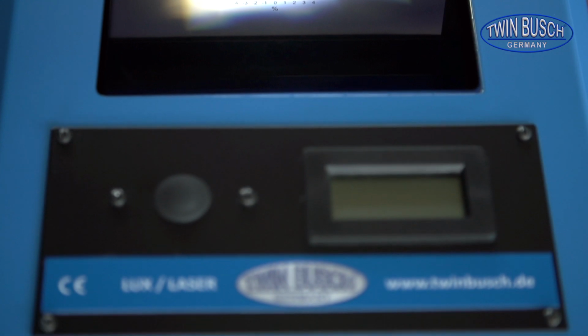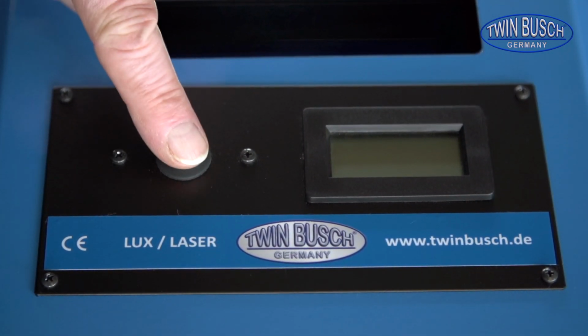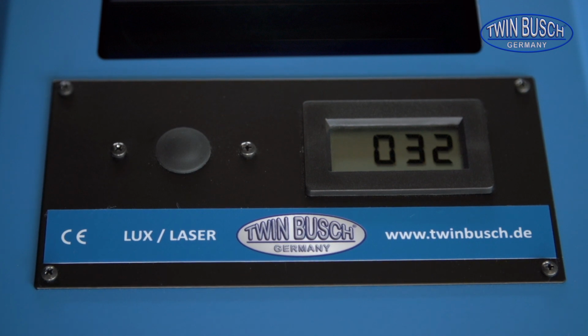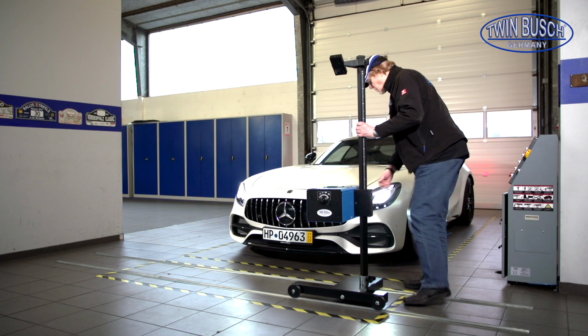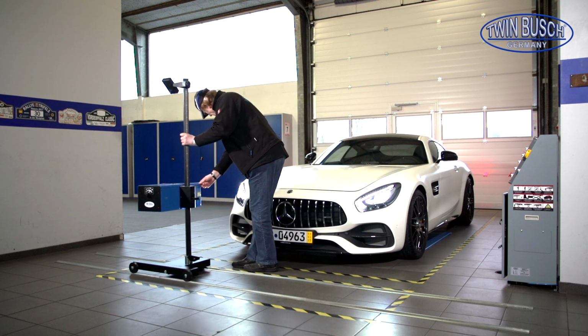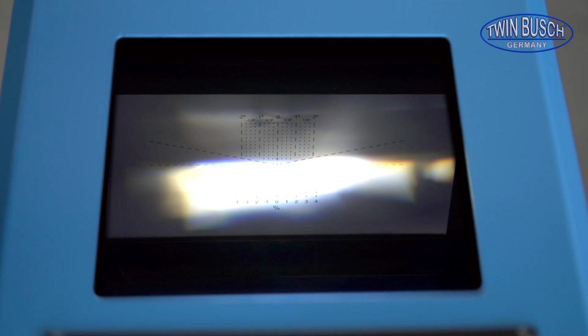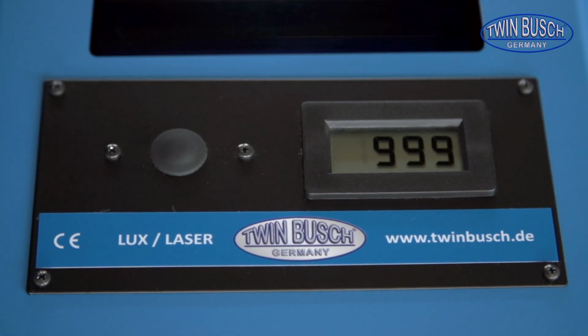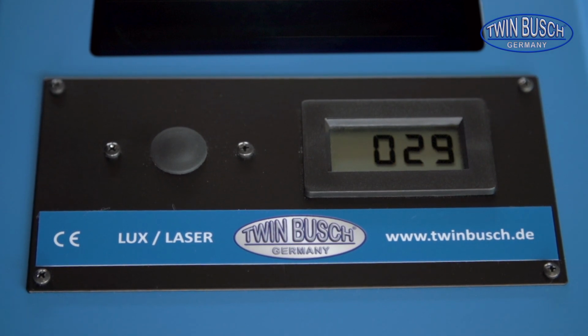We will then also check the luminous intensity. The luminous intensity between the 2 headlights may differ by a maximum of 20%. We will then also check brightness distribution and luminous intensity on the other side. The measurement is thereby concluded.